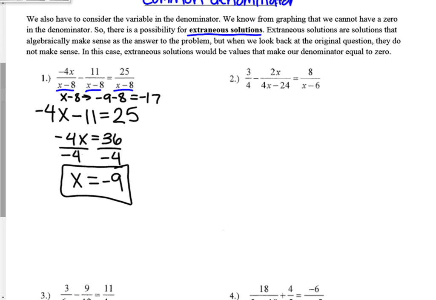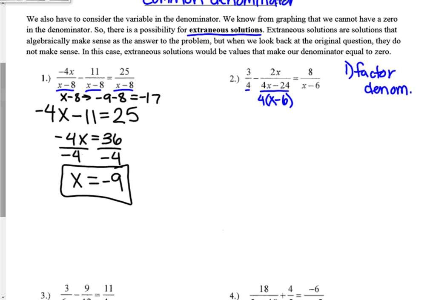When I look at 2, I don't have a common denominator anywhere. So the first step you want to do here is factor all of your denominators. Now sometimes you're going to have some that you can't factor. That's okay, factor what you can. So starting with 4, I can't factor 4 any further, so I'm going to leave it as 4. 4x minus 24, I can pull out my greatest common factor of 4, and I'm left with 4 times x minus 6. On the right-hand side, I just have x minus 6. There's nothing I can factor from there.